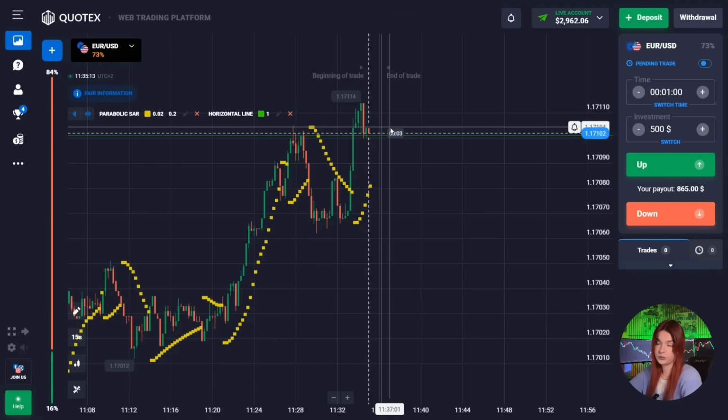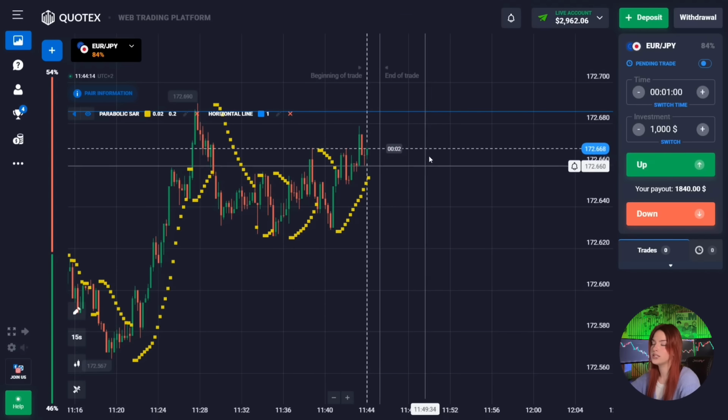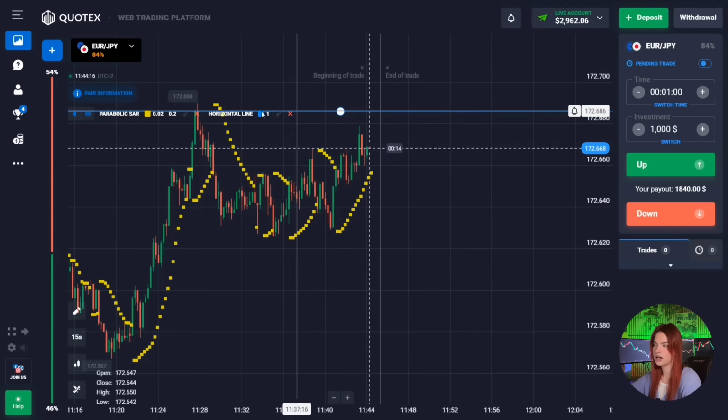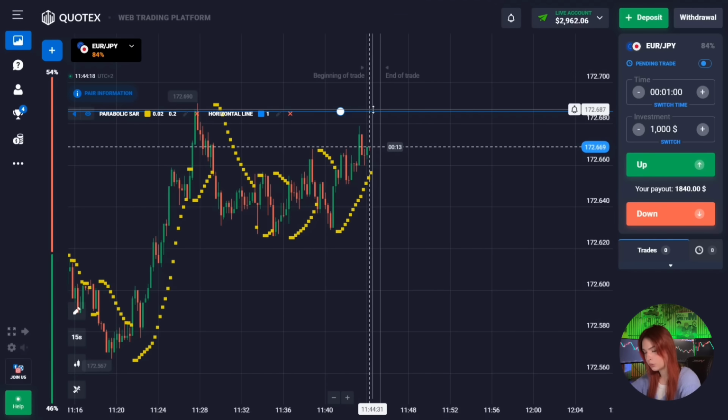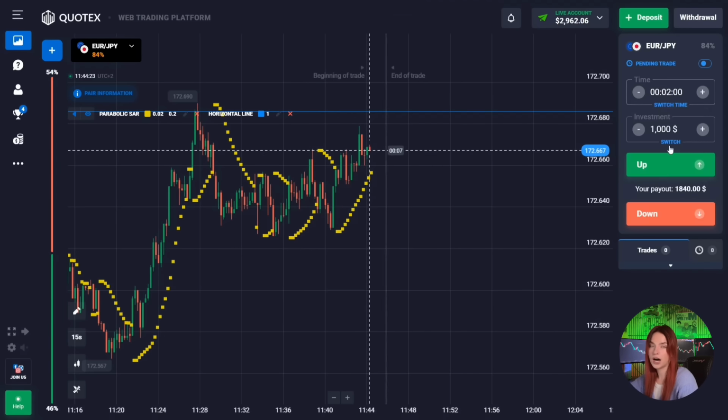Just let's continue. Guys, here we have a resistance level. We can also see that the price is currently moving up and is approaching our level. So let's open a 2-minute deal to go up on an uptrend.